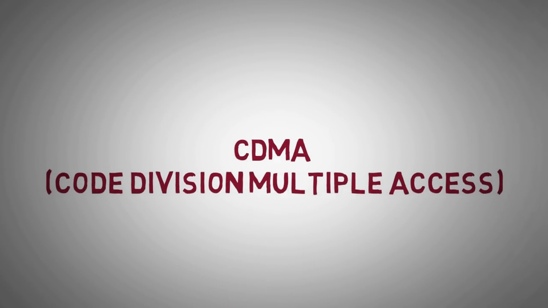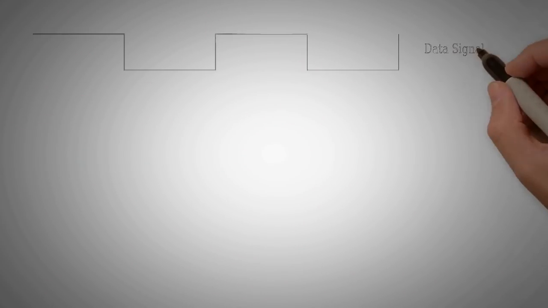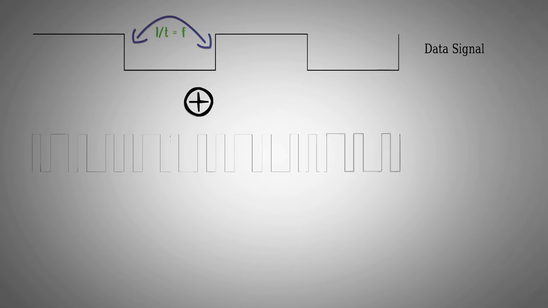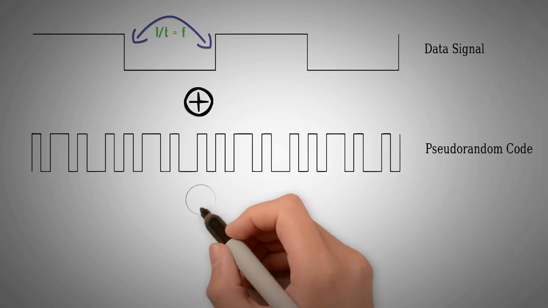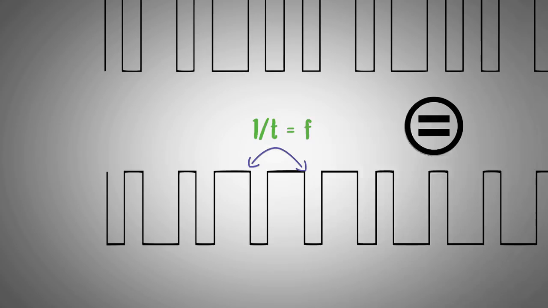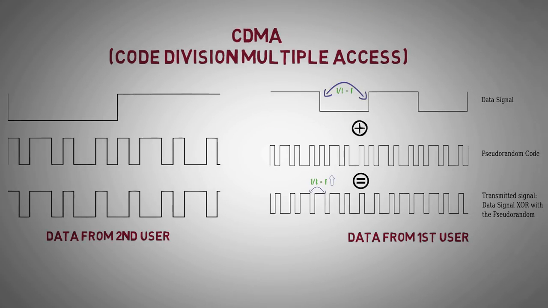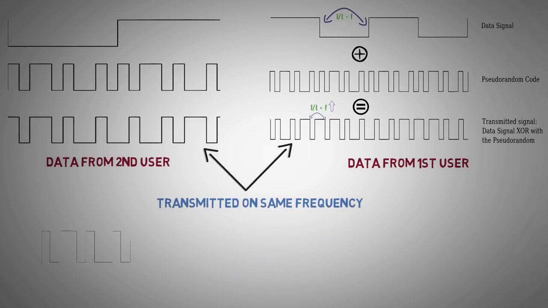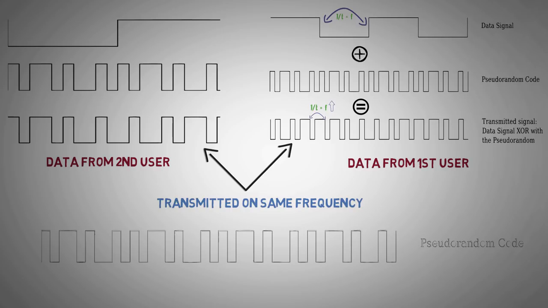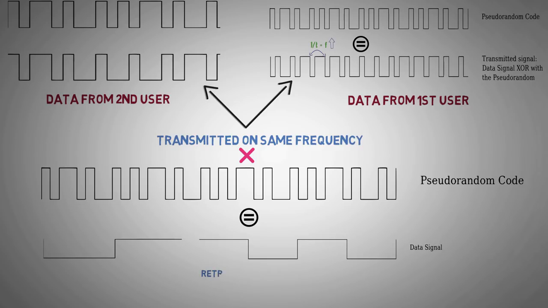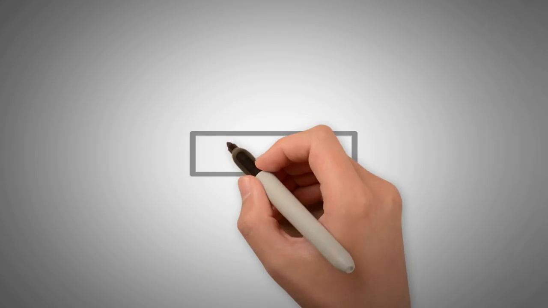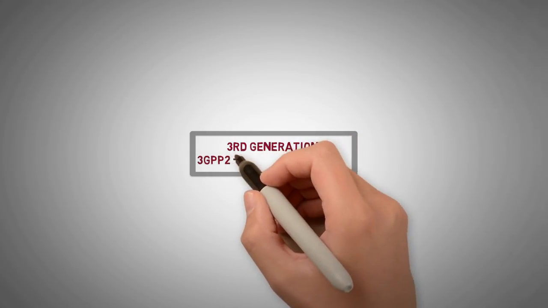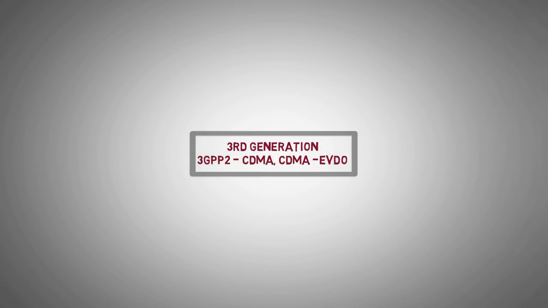CDMA, based on code division multiplexing, is a technique in which the data bits are modulated by a high-frequency orthogonal sequence of bits such as Walsh codes, or pseudo-random codes such as Gold codes, to spread the signals over a large frequency band. Multiple such signals from different users are then transmitted over the same frequency band. In order to retrieve the signal, the receiver must have the same spreading sequence, which is multiplied to this composite signal in a process called despreading. This makes CDMA very secure and robust. It was used in 3GPP2 standards such as CDMA and CDMA Evolution Data Optimized standards.